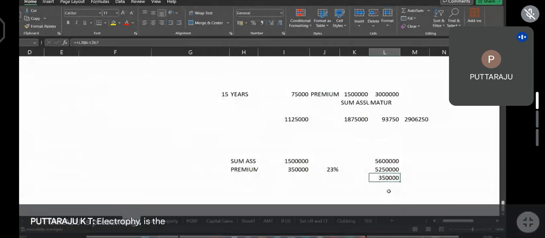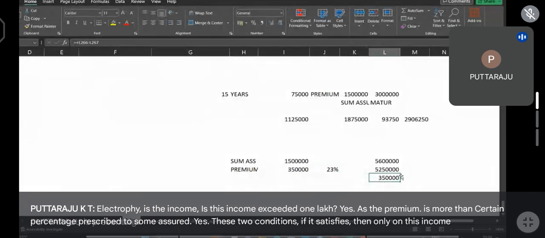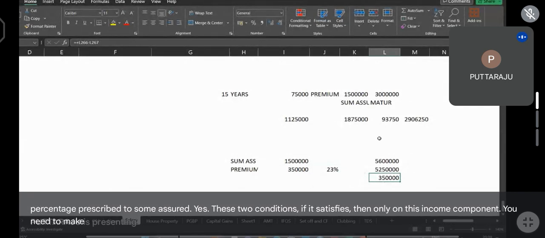3,50,000 is the income. Has this income exceeded 1 lakh? Yes. Is the premium more than the certain percentage prescribed of the sum assured? Yes. If these two conditions are satisfied, then only on this income component you need to make a TDS of 5%. All these things they have not explained in your material.